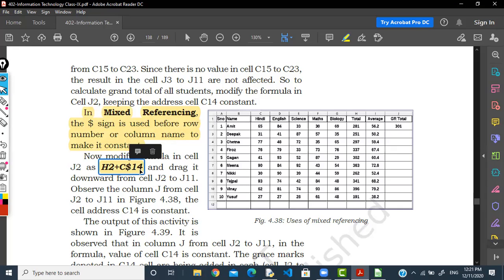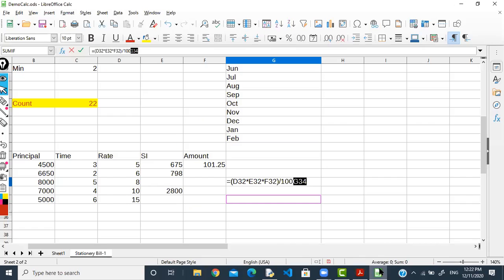This dollar is written before the row number. So what happened? This row number has become the constant here. So row number will not change. Only the column is going to change. So let's see with an example. Try to understand this formula with the help of the example.